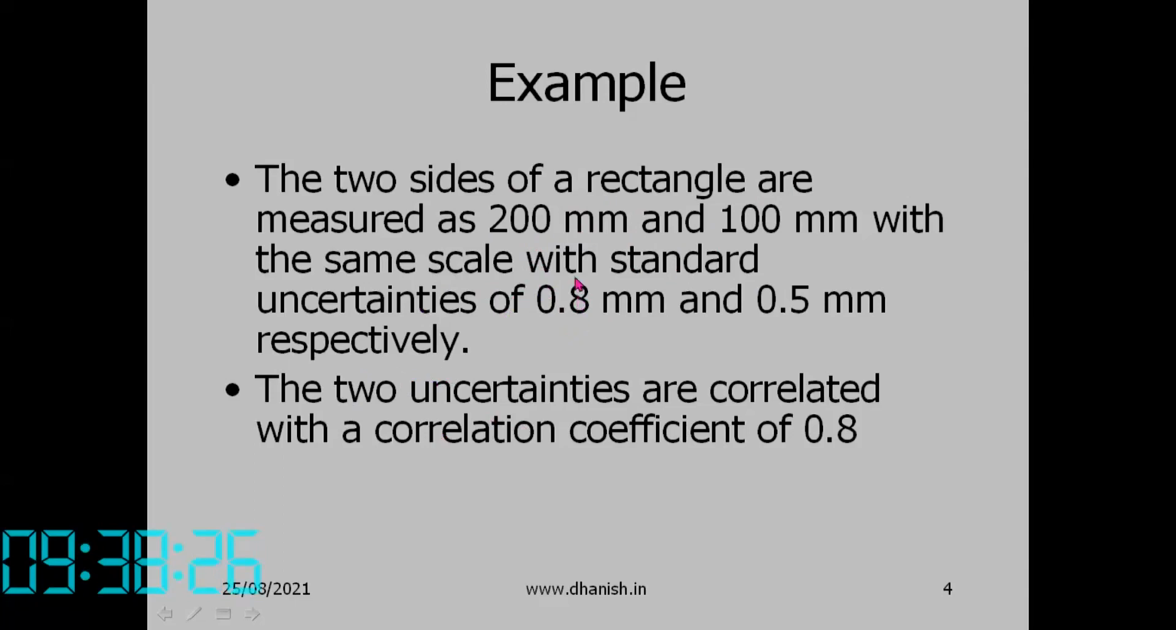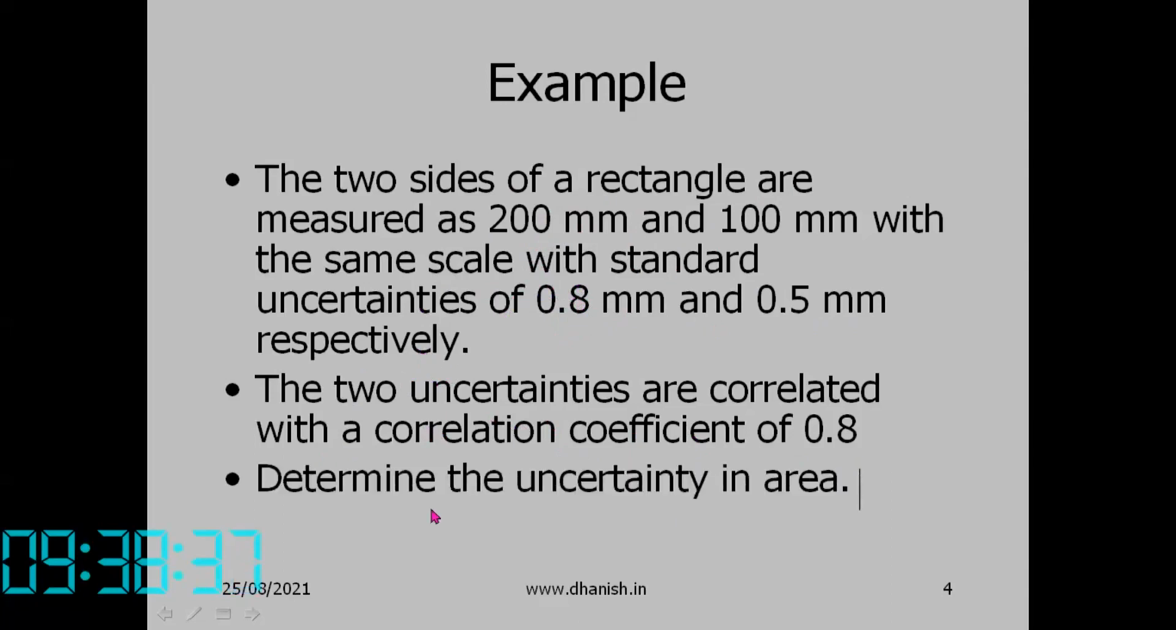The standard uncertainties are 0.8 mm and 0.5 mm respectively. The two uncertainties are correlated with a correlation coefficient of 0.8. This is an assumption. Determine the uncertainty in the area. Please attempt this problem now.